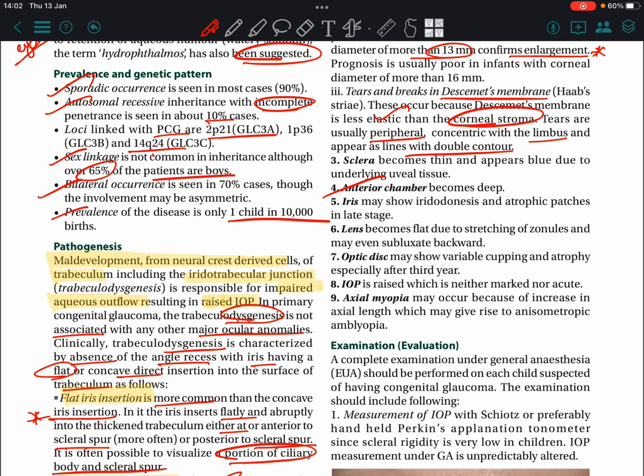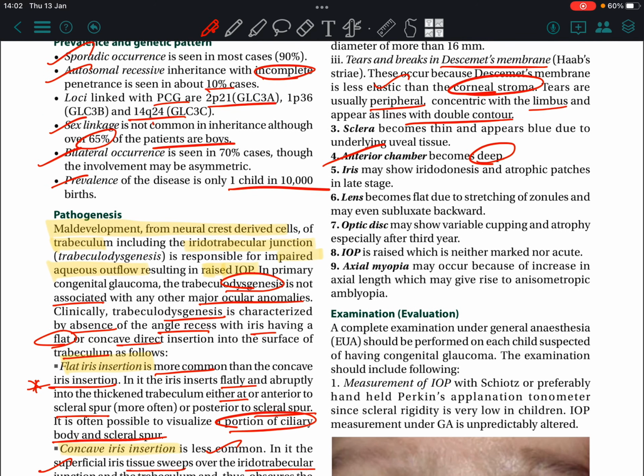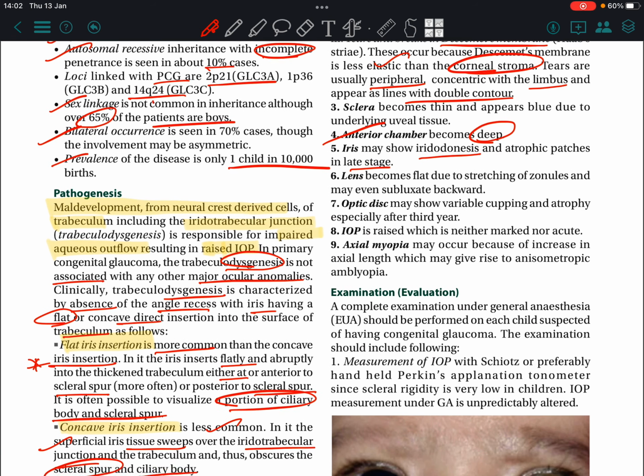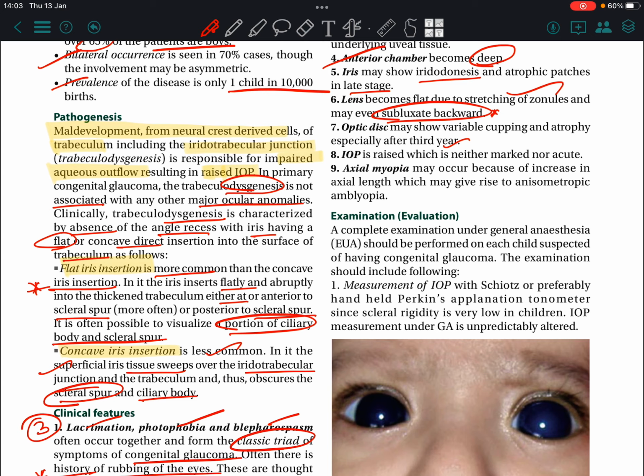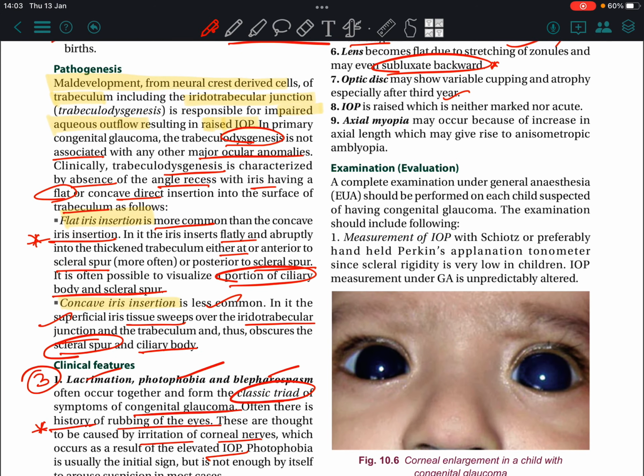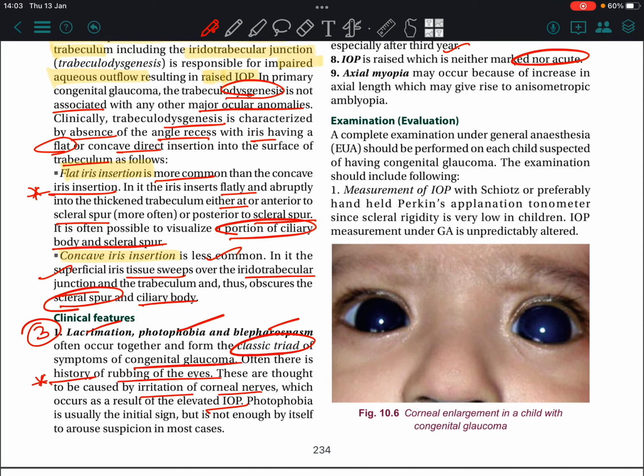Sclera becomes thin and the anterior chamber becomes deep. Iris may show iridodonesis and atrophy patches in later stages. Lens becomes flat due to stretching of zonules and may even subluxate backward. Optic disc may show variable cupping and atrophy, especially after the third year. IOP is raised, which is neither marked nor acute. Axial myopia may occur because of increase in axial length, which may give rise to anisometric amblyopia.